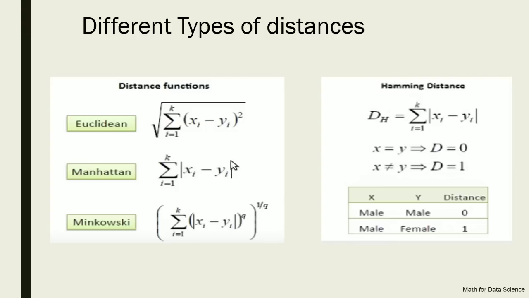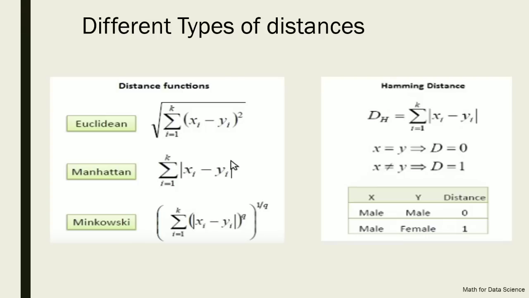The different types of distances calculated in these types of problems are Euclidean distance, for which I've written the formula, Manhattan distance, and Minkowski distance. These are all for numerical variables. And for categorical variables, you use the Hamming distance. The formula is the summation of the absolute value of xi minus yi, from i equal to 1 to k.